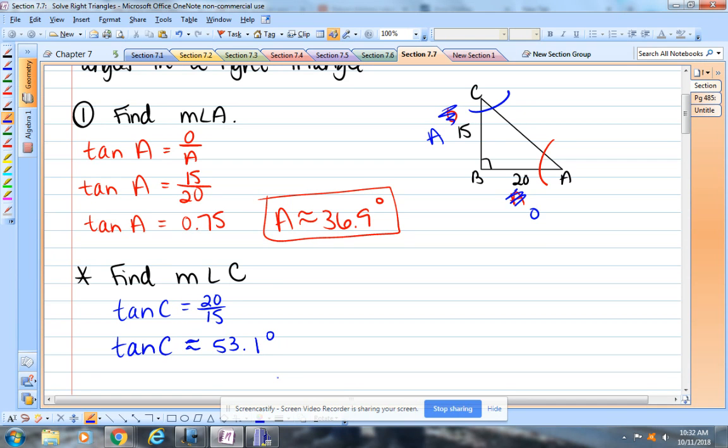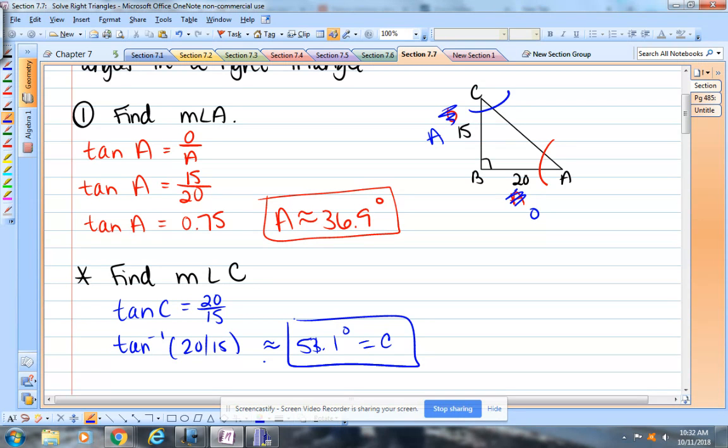Do we have a problem? Yes. I should say C equals tangent inverse of 20 over 15, which equals C. That make more sense? Sorry. That's what happens when I skip a step. My work don't make sense. It happens to y'all too. When y'all skip steps, it don't make sense to me either, but I figure it out.